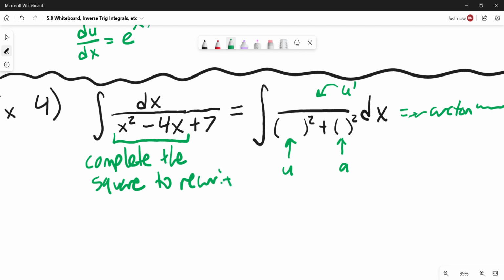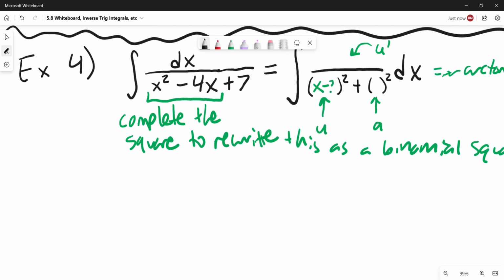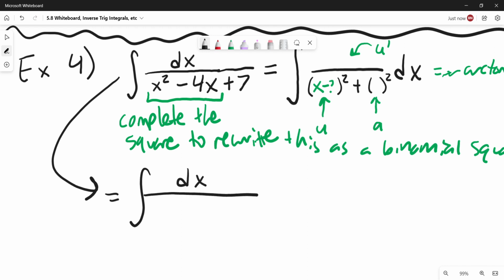To rewrite this as a binomial squared, right? So this is actually going to be like x plus or minus some number. Okay, I write minus because it's x squared minus 4x. In this case, it could be plus. All right, so we're getting down here. dx.